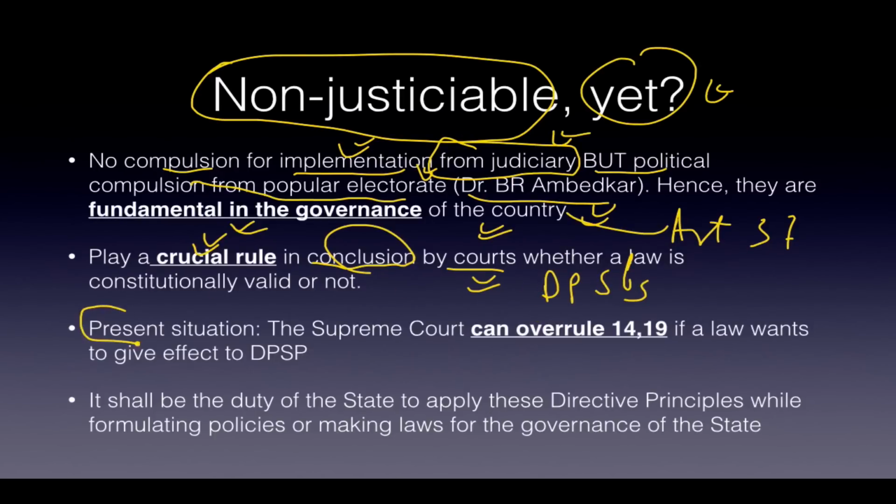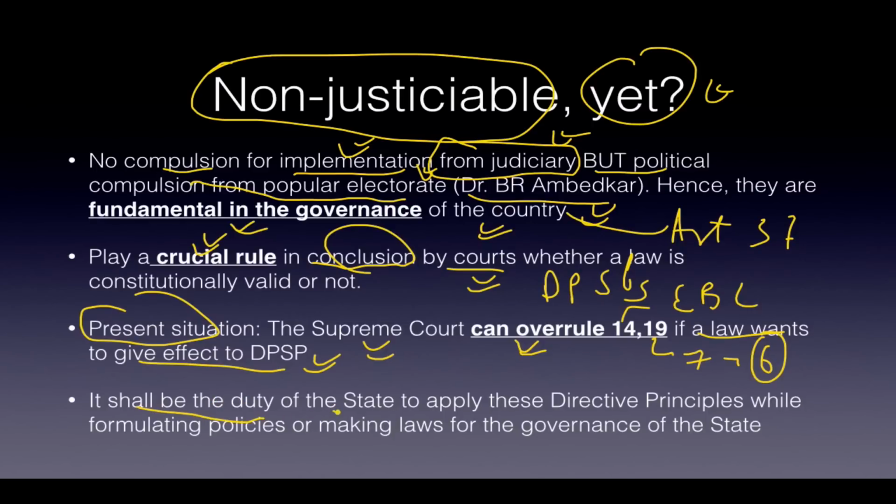What is the present situation? The present situation is that the Supreme Court can, I am telling, can overrule Article 14, that is equality before law, and Article 19, which contains 7 freedoms. Earlier, now it contains 6 because the right to property has gone. If a law wants to give effect to DPSP, is that absolutely understood? This is the present situation. So DPSP has a slightly upper hand over fundamental rights. And finally, it shall be the duty of the state to apply these directive principles while formulating policies or making laws for the governance of the state. That is why they are non-justiciable yet extremely important.